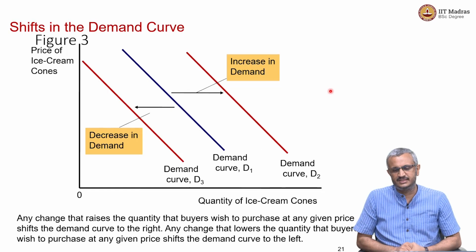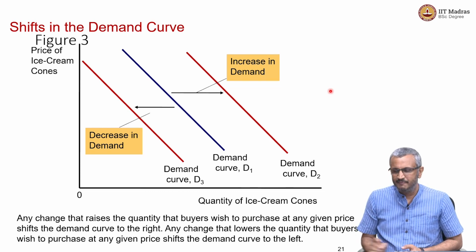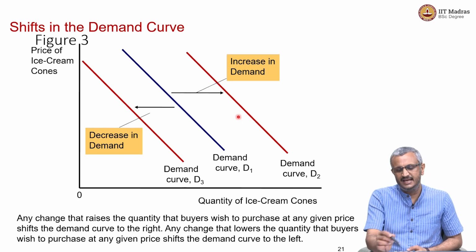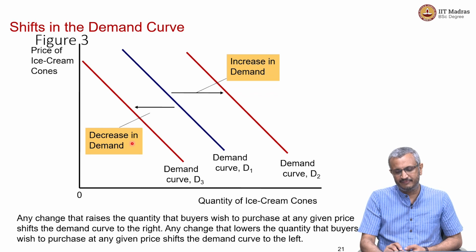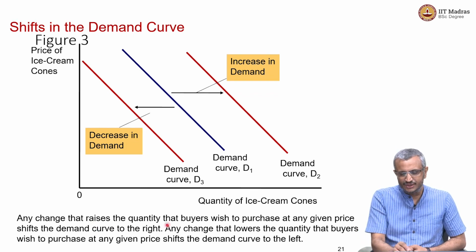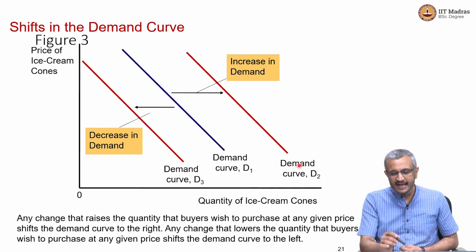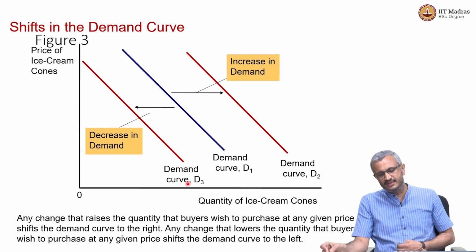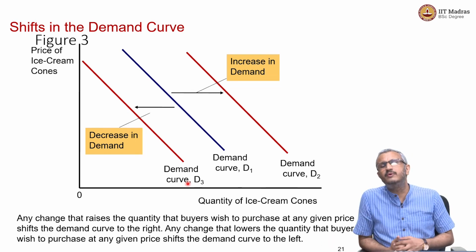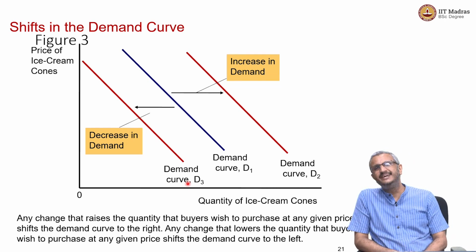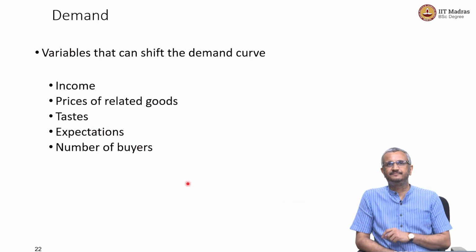This is what I was explaining. This is a situation of an increase in demand; the curve is moving to the right, and this is a situation of a decrease in demand. So any change that raises the quantity that buyers wish to purchase at a given price shifts the demand curve to the right, from D1 to the new demand curve D2. And there is another demand curve D3, which occurs when any change lowers the quantity that buyers wish to purchase at a given price, which shifts the demand curve to the left.